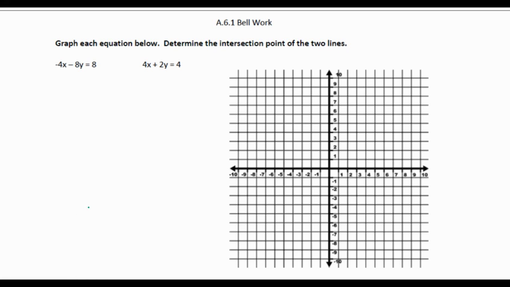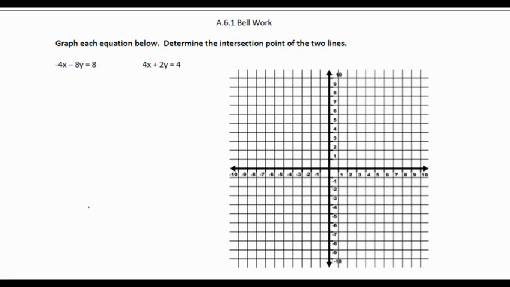All right, we're going to talk about solving systems of equations this unit. And we're going to start by solving them by graphing. How you do it by graphing is actually not all that challenging, in that you just graph each line and you find their intersection point. So let's graph these two equations.